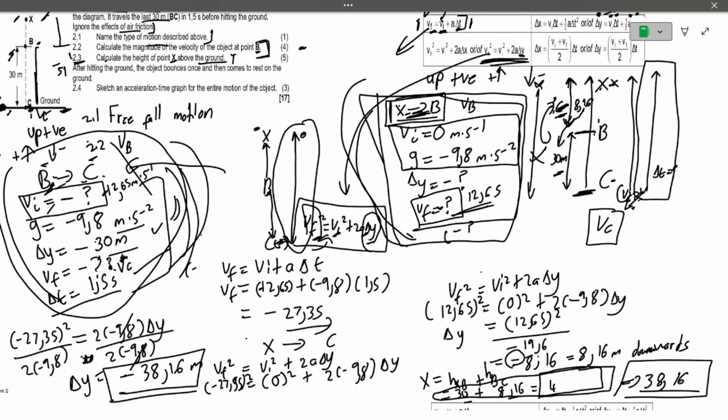So the other way, there were two ways to do it, from x to b to c. Because we were given this one as 30, we first found this one to be 8.16, and then we add them. Or the other way was just to use the whole motion to get this, which gives you the same answer.